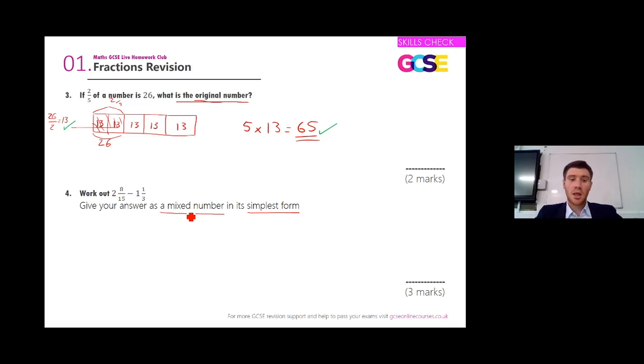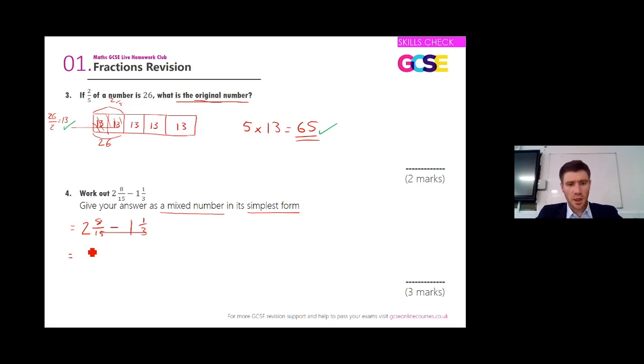But I know that the form I leave it in must be in its mixed number, and if possible, it must be simplified. First thing we need to do, I always, as I said to you before, write out the question. 2 and 8/15 minus 1 and 1/3. It helps me process what's going on and allows me to set myself and ground myself for the rest of the question.